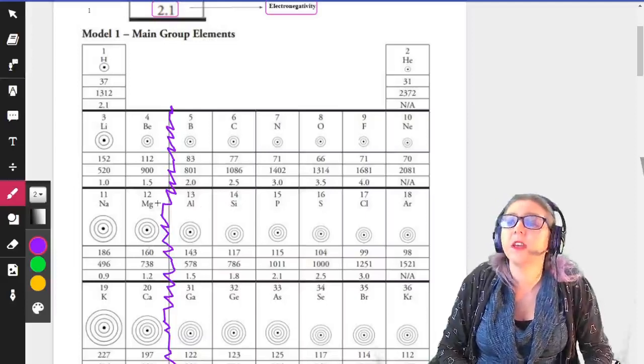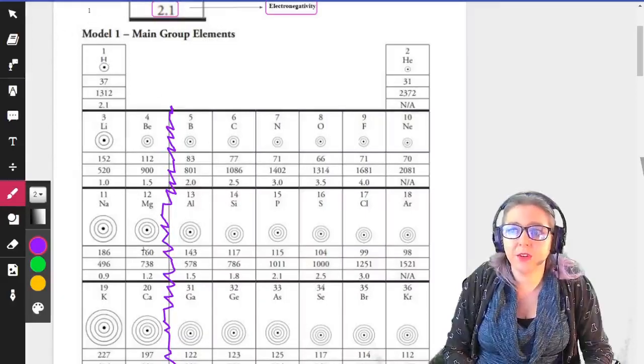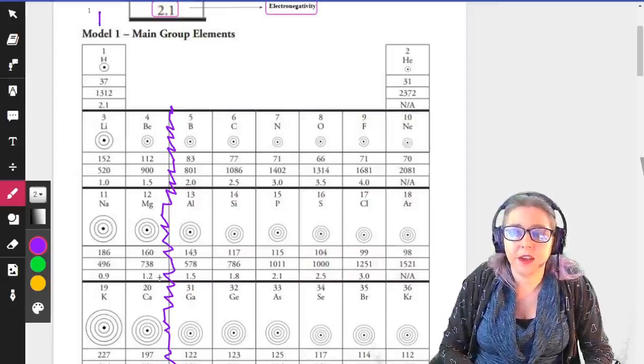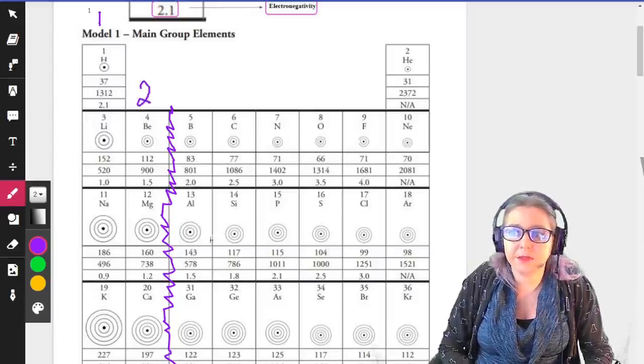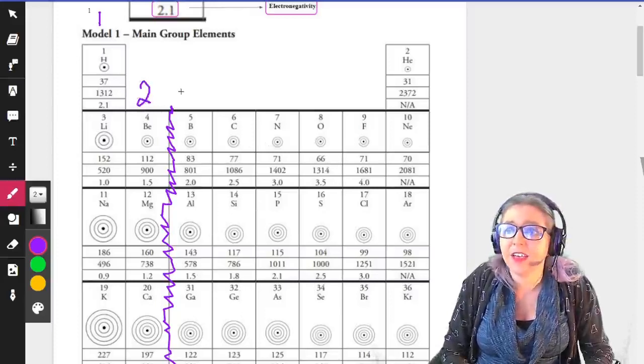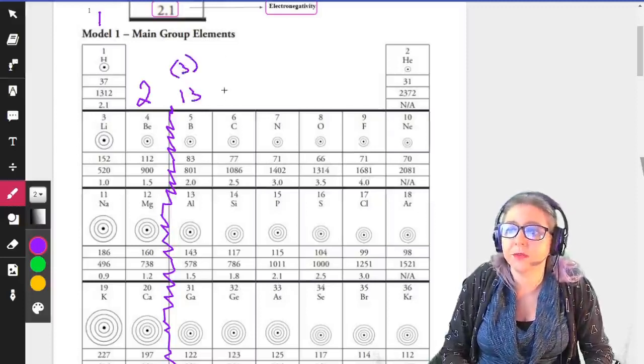So whenever it talks about groups, it's talking about the columns. So hydrogen, lithium, sodium, potassium, this is all group 1. Beryllium, magnesium, calcium, this is all group 2. Boron, aluminum, gallium, remember we skipped 10 elements here. This is group 13. There are some periodic tables that will call this 3A, so if you want to, you can refer to it as group 3.